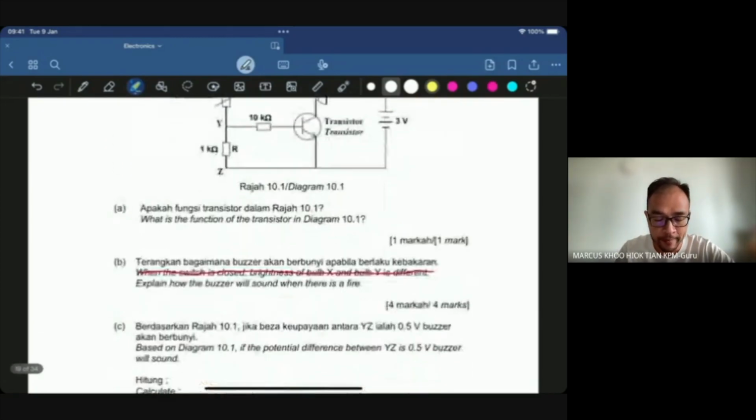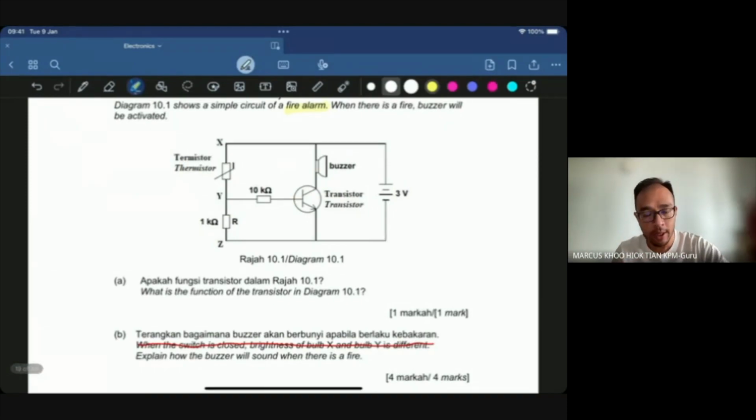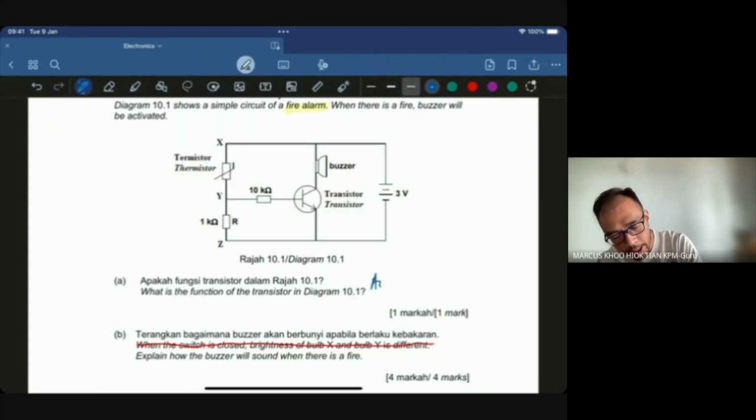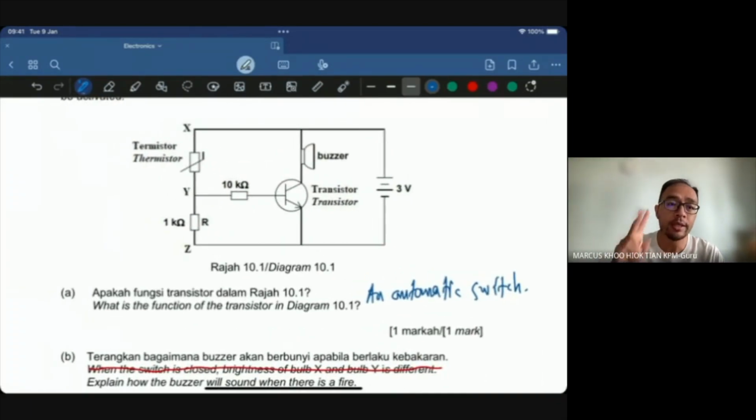Okay, what is the function of the transistor in diagram 10.1? In this particular diagram, it functions as an automatic switch. Transistor has 2 main functions. Number 1, it functions as an automatic switch. Fire alarm, the baby one just now, the light automatically comes on. All those are automatic switch circuits.